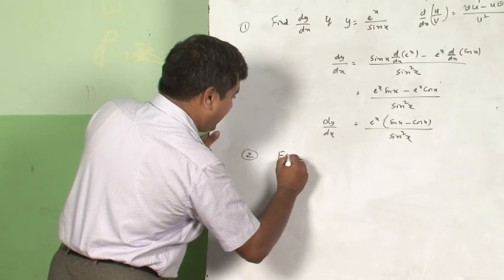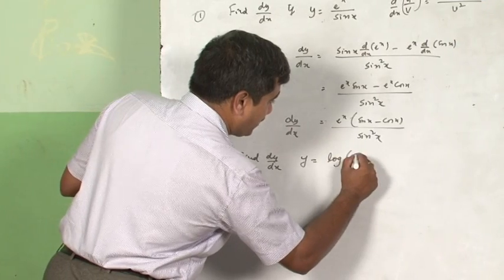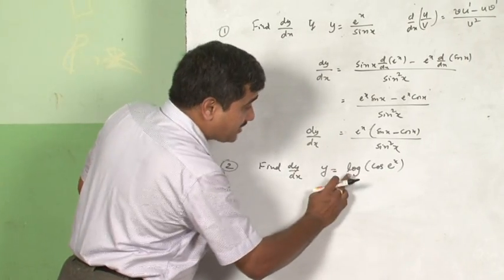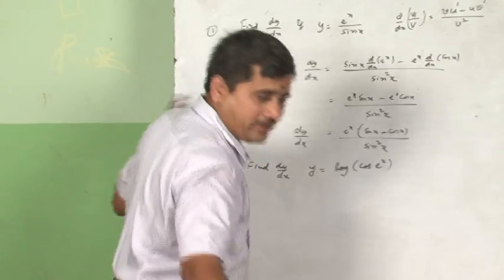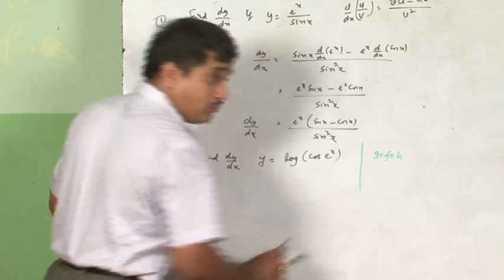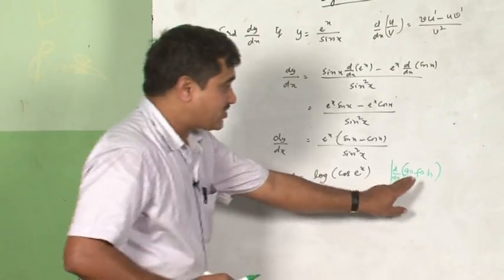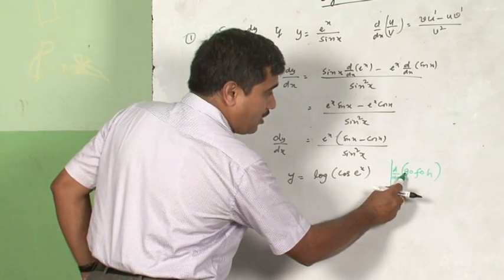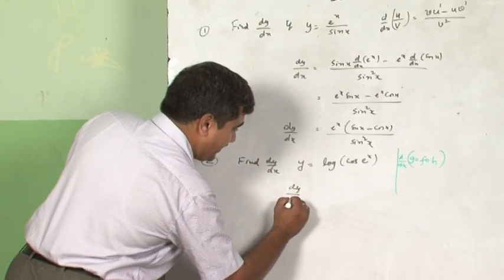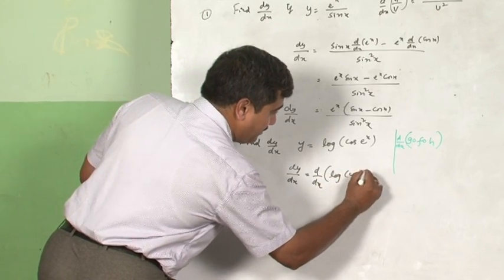Here, find dy by dx if y is equal to log cos e power x. Interestingly, this is a function which has three functions. I hope you remember, I have taught you already g circle f circle h. You go back to my first class. When you intend to differentiate a composite function involving three functions, you start with log, g, then f and then h. Similarly, here, dy by dx is equal to d by dx of log cos e power x.